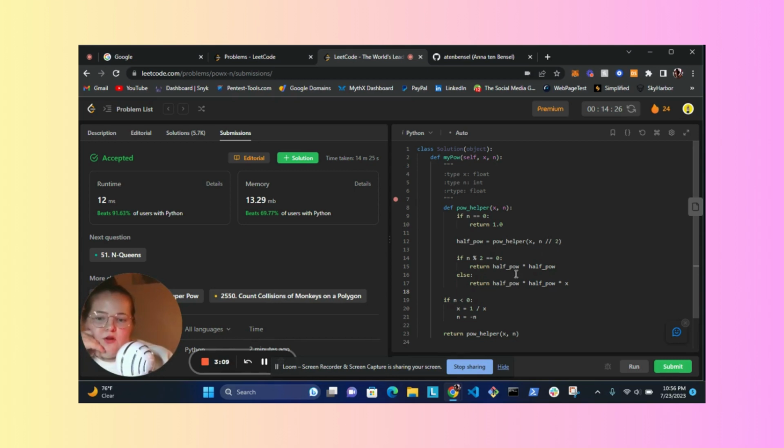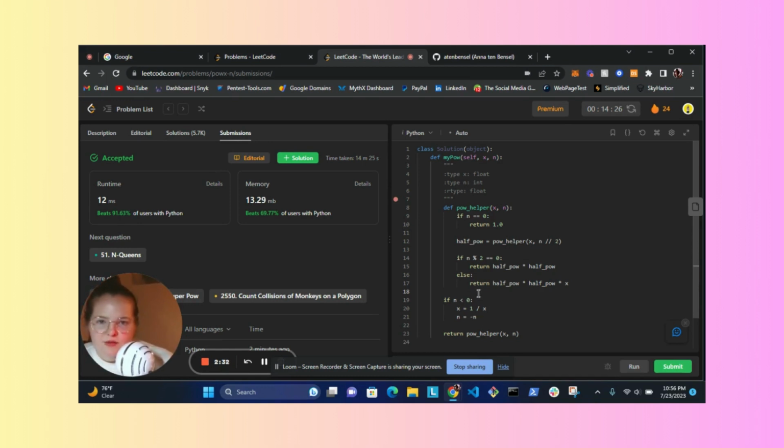So basically, if n is even, this here, it returns the square of half pow. Since x to n has its stuff. So basically, if n is odd, it returns half pow times x. It's a recursive approach with tail call optimization to try to reduce the memory usage and avoid redundant calculations.